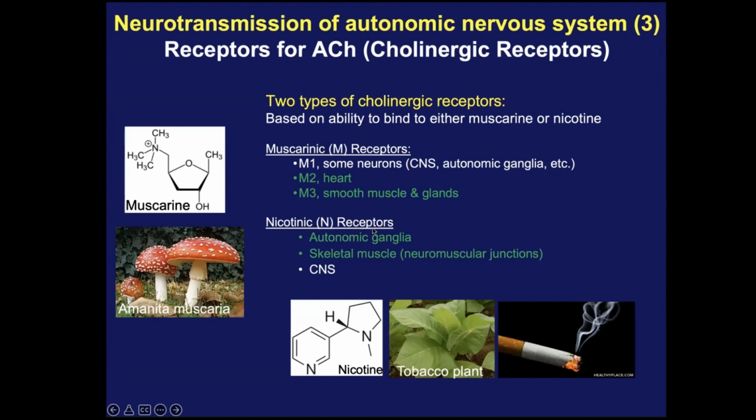The receptors that can bind to nicotine are called nicotinic receptors, or N receptors. These receptors are found in the autonomic ganglia and also in the skeletal muscle, in the neuromuscular junctions. And these N receptors can also be found in some neurons in the central nervous system.